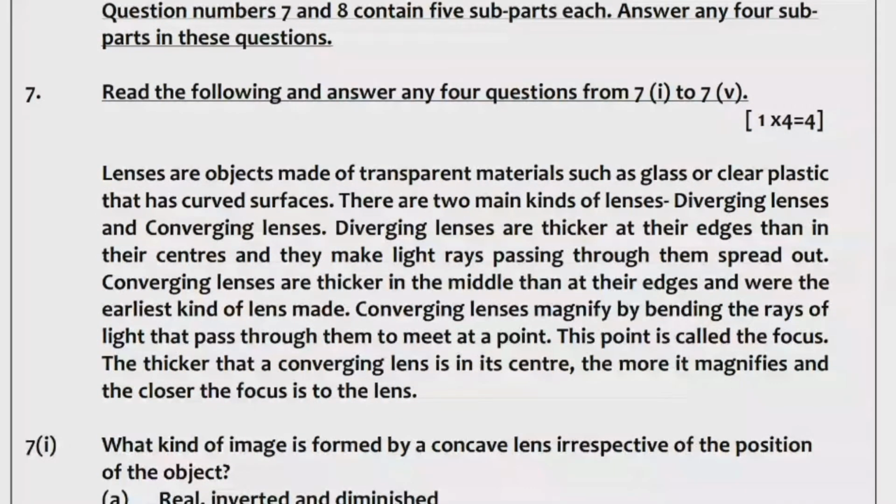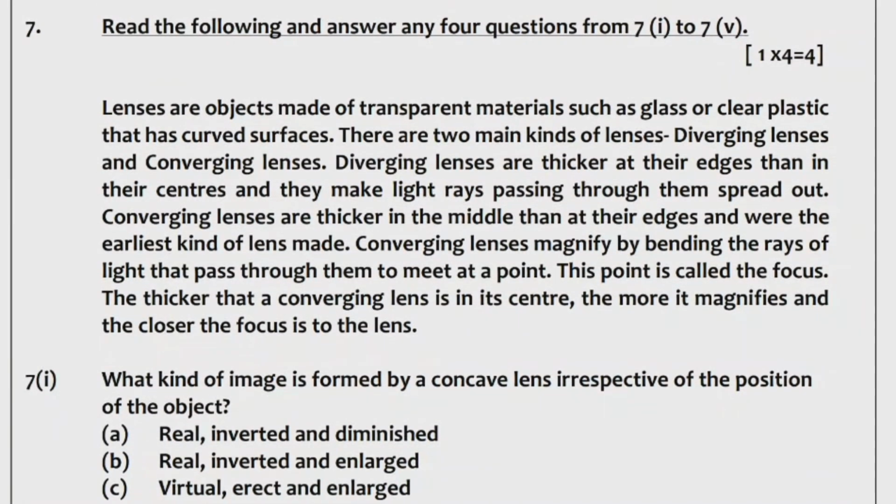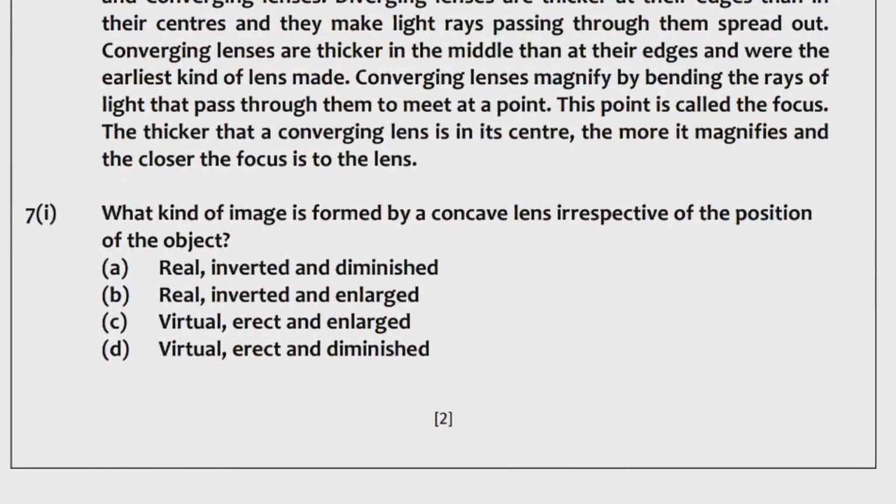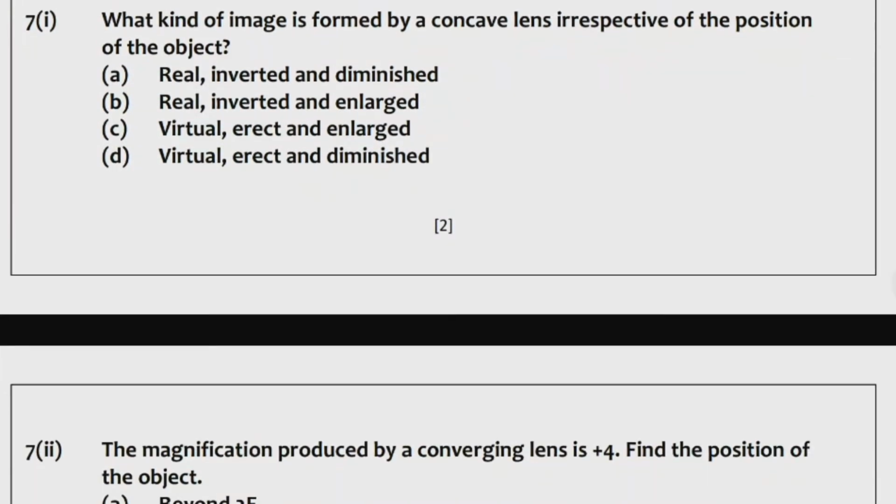7.1. What kind of image is formed by a concave lens irrespective of the position of the object? Options: A. Real, inverted and diminished. B. Real, inverted and enlarged. C. Virtual, erect and enlarged. D. Virtual, erect and diminished. 7.2. The magnification produced by a converging lens is +4. Find the position of the object.